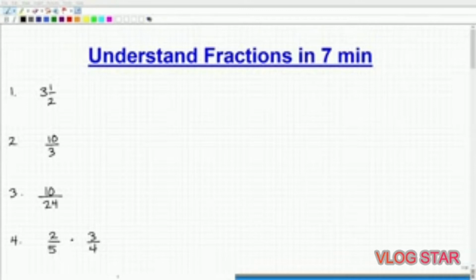But we are going to cover pretty much the whole scope of most common problems that you have when you're working with fractions. Okay, so I got 7 problems. Let's start with the first one.